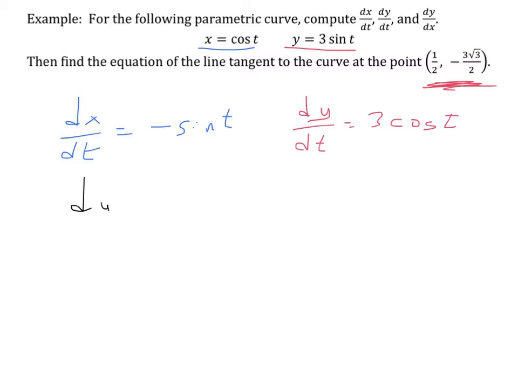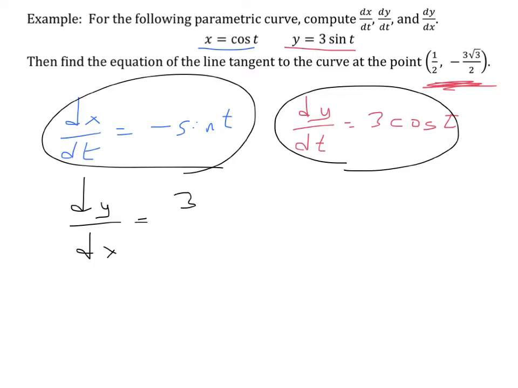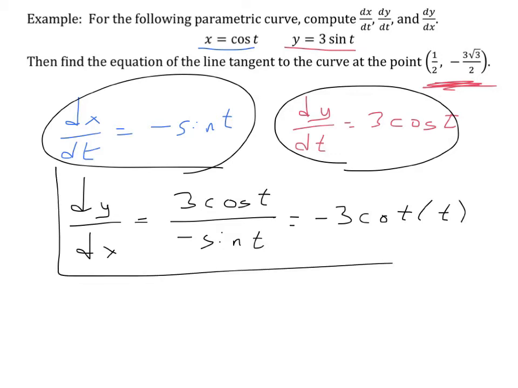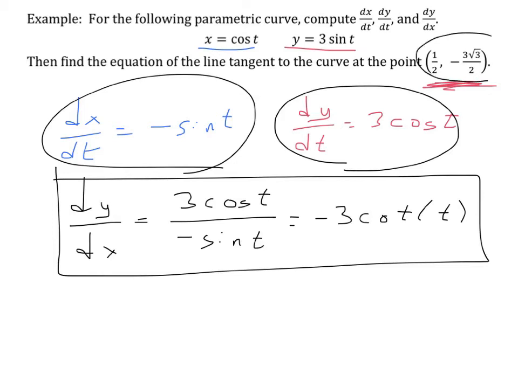Next up, we compute dy/dx by looking at the ratio of dy/dt and dx/dt. It's going to end up being 3 cosine t over negative sine t. If we wanted to, we could simplify that down to 3 cotangent t. I'm sort of fine with either one of them. But that gives us our 3 derivatives, our dx/dt, our dy/dt, and our dy/dx. Next up, we need to find the equation of the tangent line. And as I mentioned previously, we already have the point. I just need to know what the slope is.